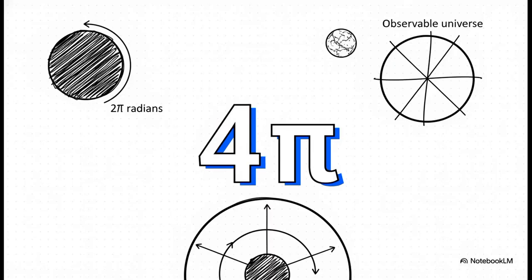So the absolutely crucial point is this. If a flat circle is 2 pi radians, what's the total solid angle of a complete fully enclosed sphere? The answer is exactly 4 pi steradians. And it doesn't matter if you're looking at a tiny glass marble or the entire observable universe, the full 3D space around a central point is always exactly 4 pi steradians.